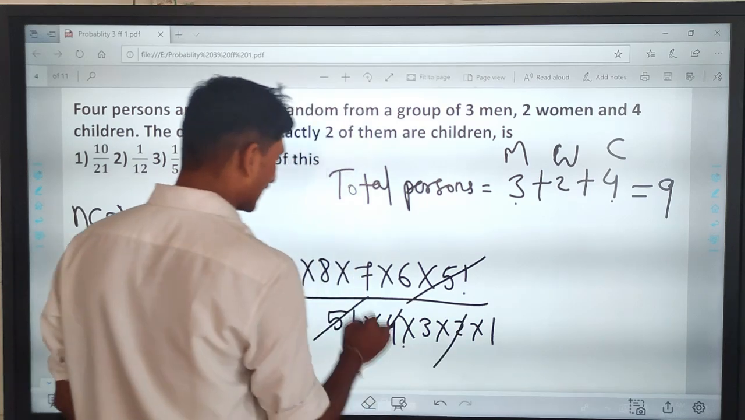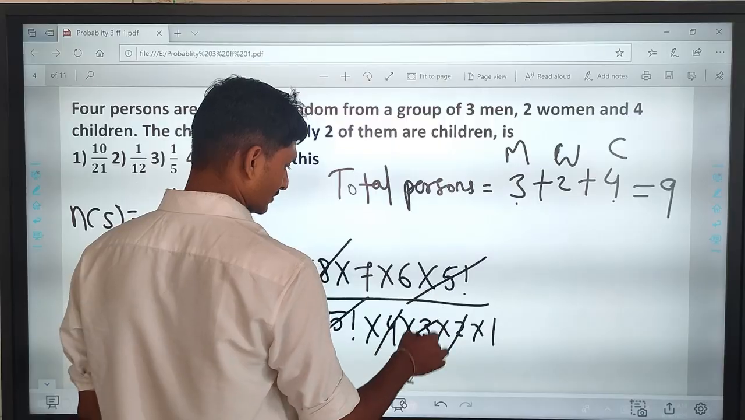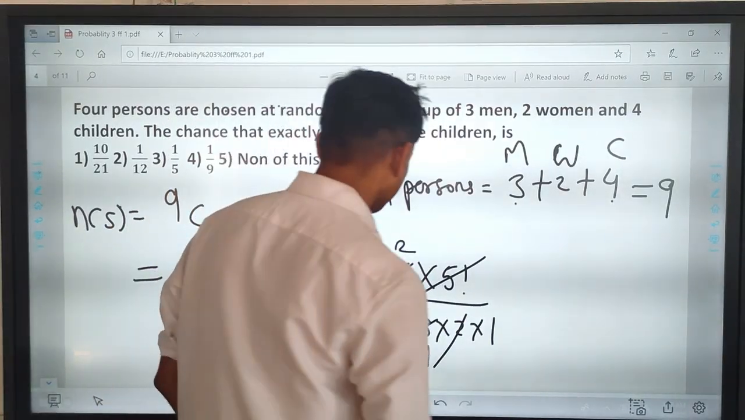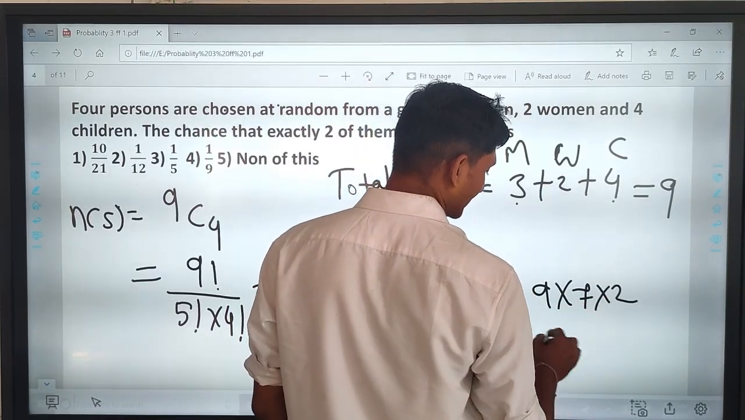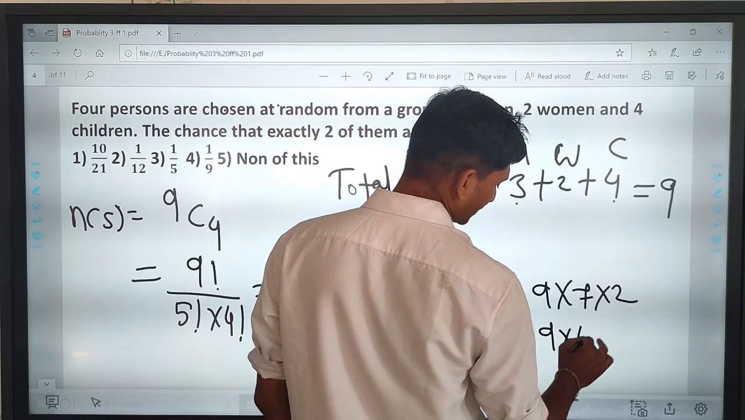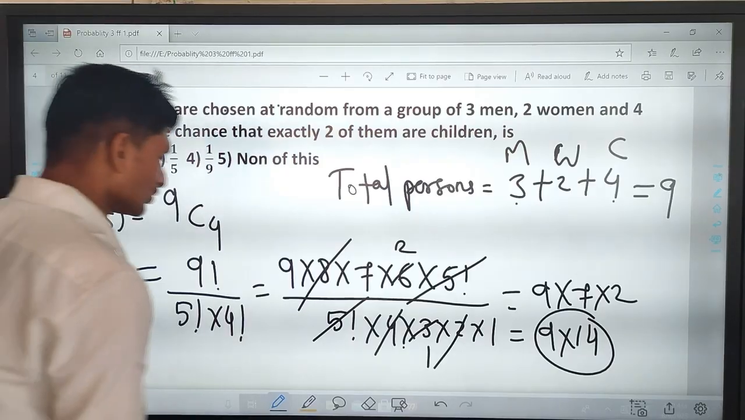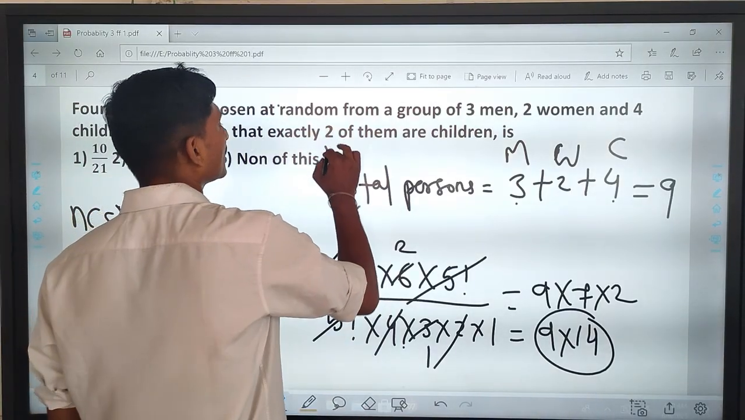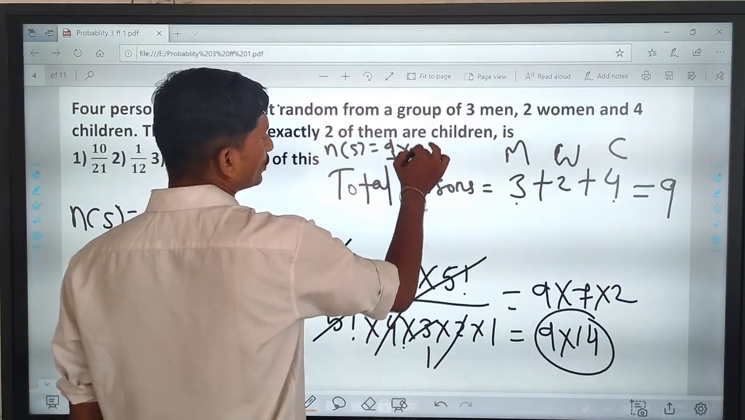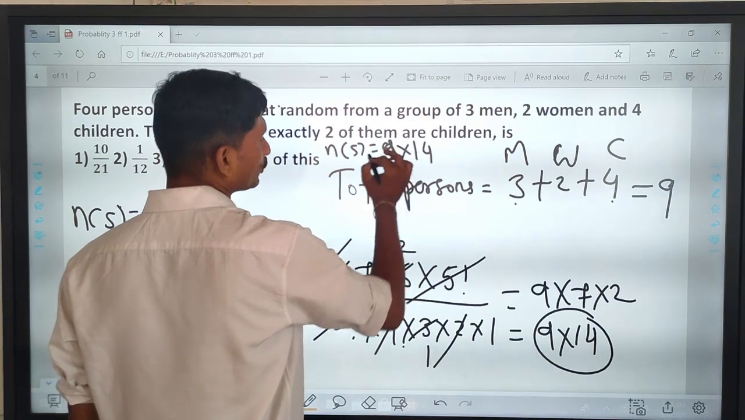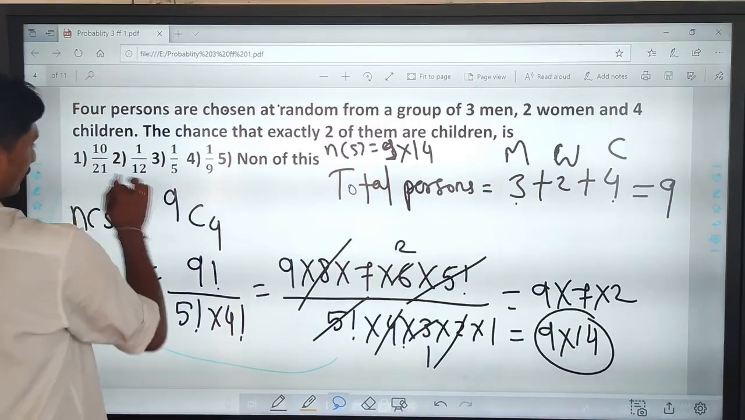Here 4 2s are 8, cancel. 3 2s are 6. Here remaining is 9 into 7 into 2. That is 9 into 14. Then n of S is equal to 9 into 14. Now we find n of A.